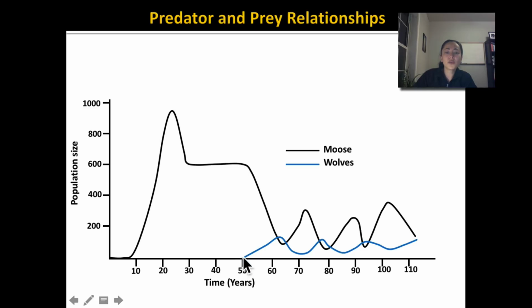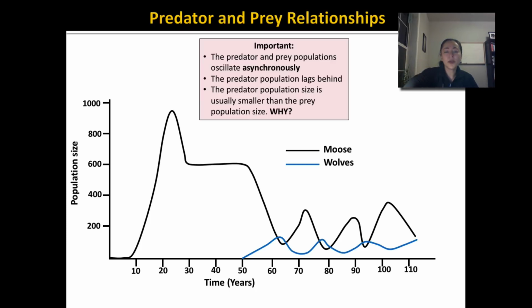However, when the wolves were introduced to the island or came into the picture here, you can see the moose population decreased, and you can see that both the moose and the wolf population are oscillating. And some important things you want to notice about this interaction is that the predator and prey populations oscillate asynchronously with each other, with the predator population always lagging behind the prey population.